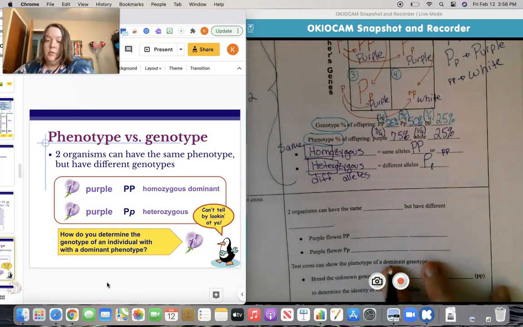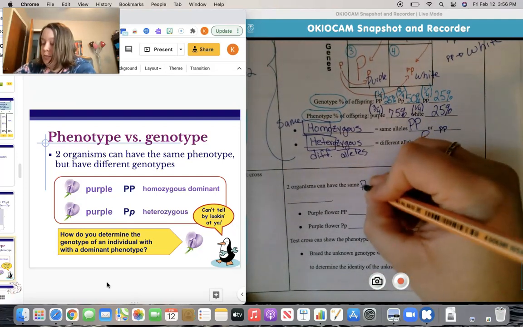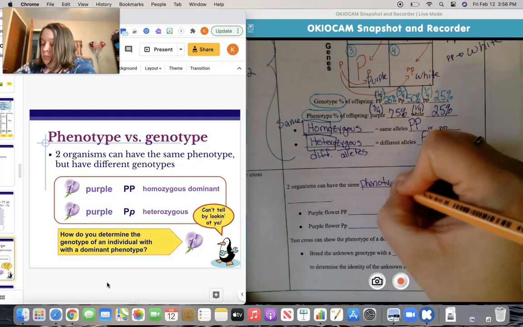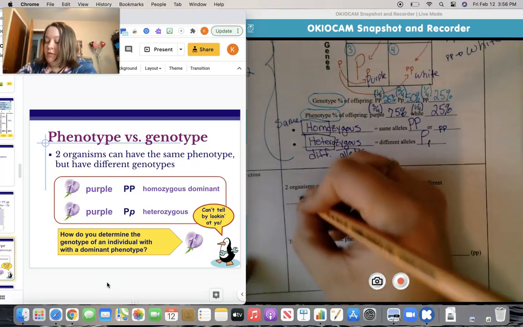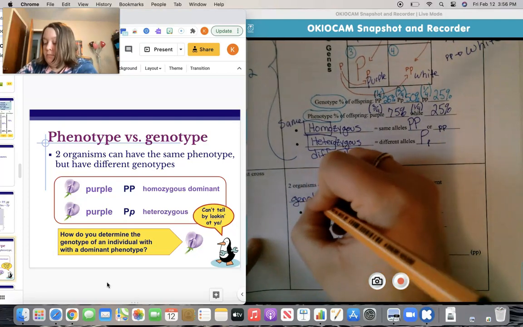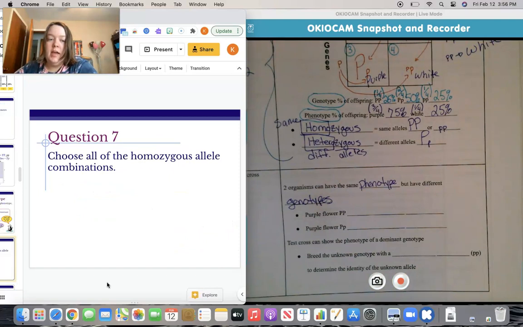So essentially what this is saying is that 2 organisms can have the same phenotype. They can look the same, but they can have different genes. So 2 organisms can look the same, but have different genes. Okay, question 7. Choose all of the homozygous allele combinations.